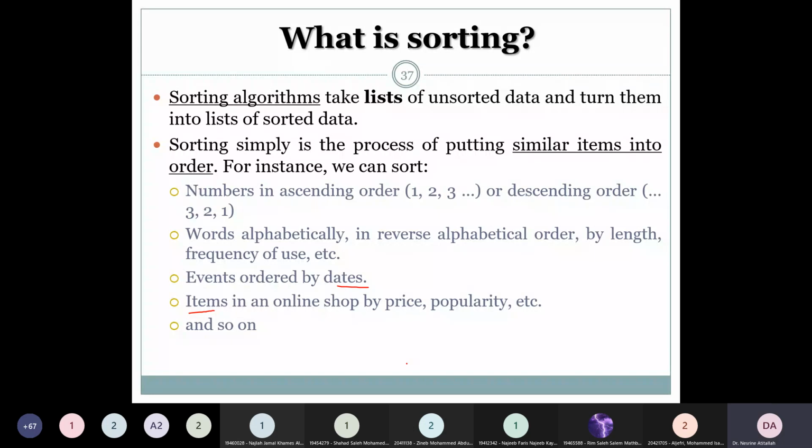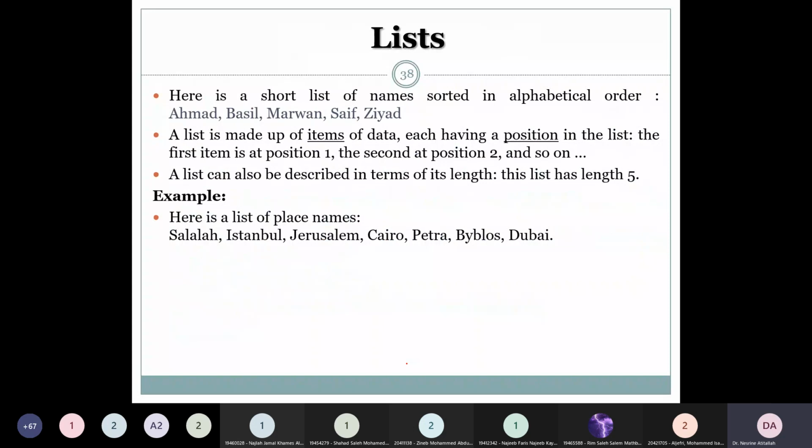There are many types and many ways of sorting. Look now at this list. Here is a short list of names sorted in alphabetical order. So here we have Ahmed, Basil, Marwan, Saif, and Ziad. You see here A, the capital A, after that B, after that M, after that S and Z. So we can now order these names alphabetically by the first letter.